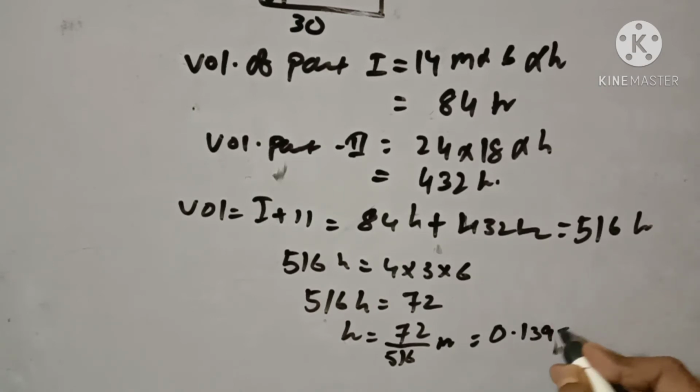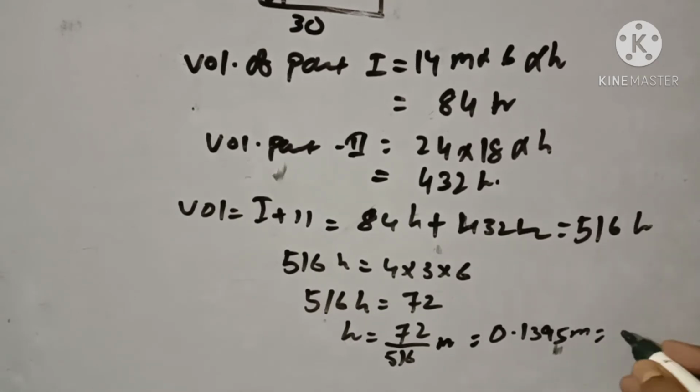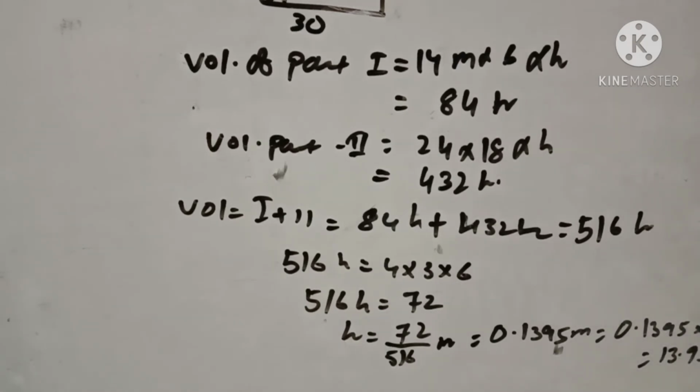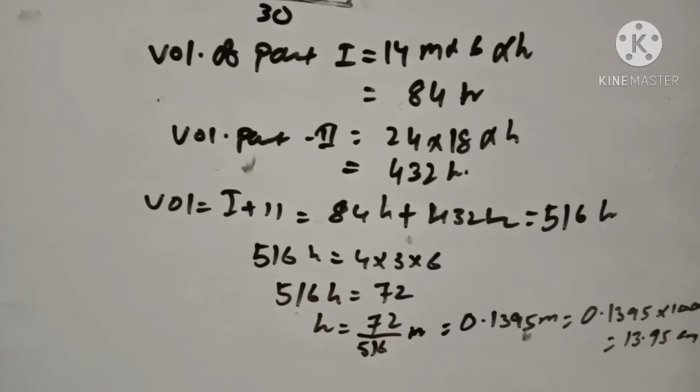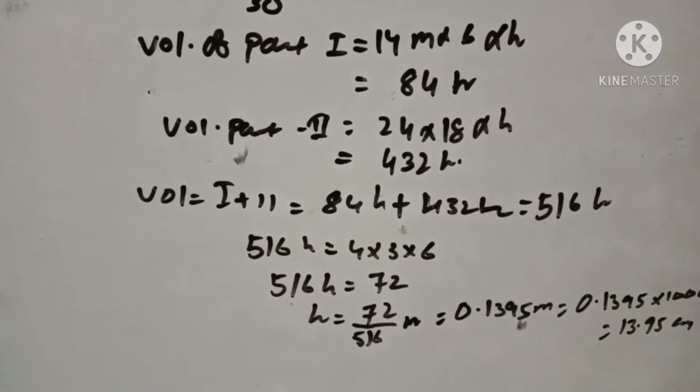0.139595 meter. Now change into centimeter. Centimeter means multiplied by 100. So 0.1395 into 100, changing into centimeter, it will come 13.95 centimeter. This is the answer according to the question, correct to two decimal places.